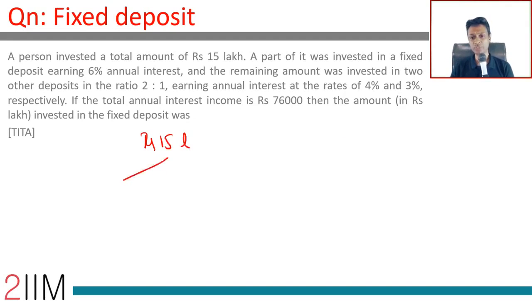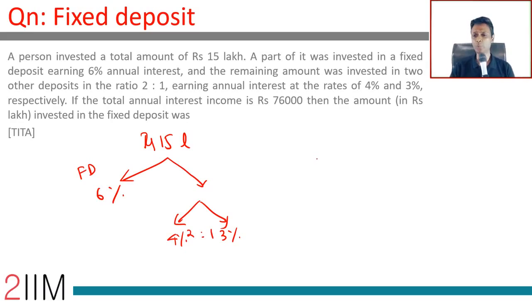A person invested a total amount of rupees 15 lakhs. A part of it was invested in a fixed deposit earning 6%. The remaining amount was invested in 2 other deposits in the ratio 2:1, earning annual interest at the rate of 4% and 3%. If the total annual interest income is 76,000, then the amount invested in fixed deposit was how many rupees lakhs?